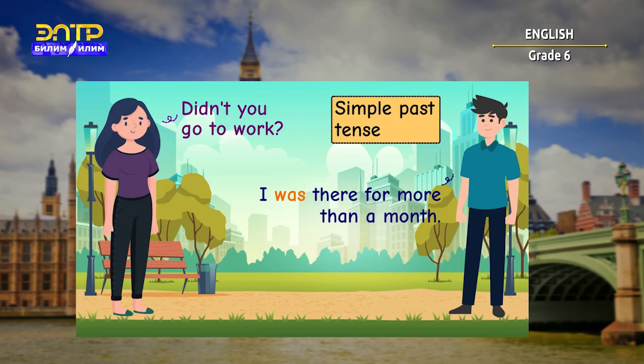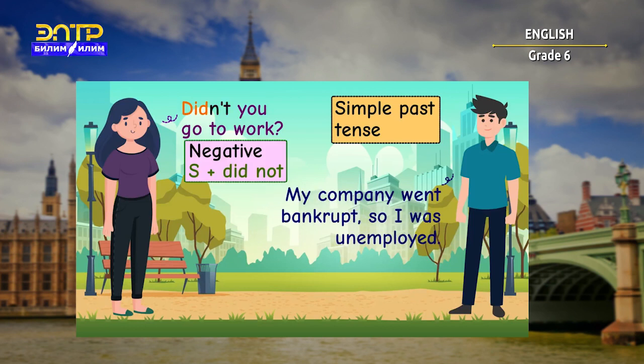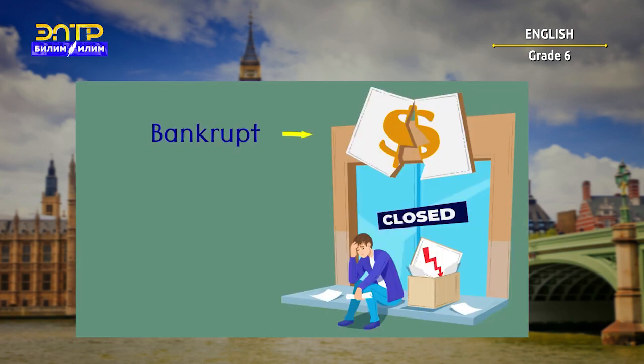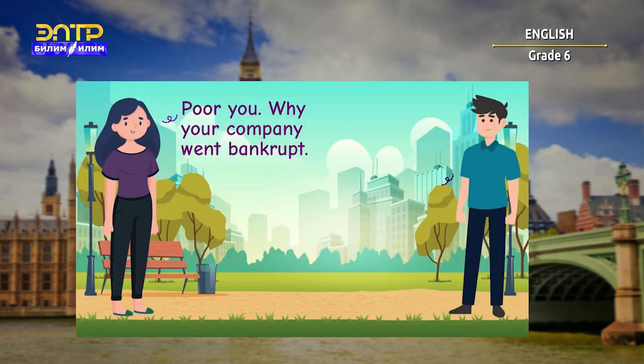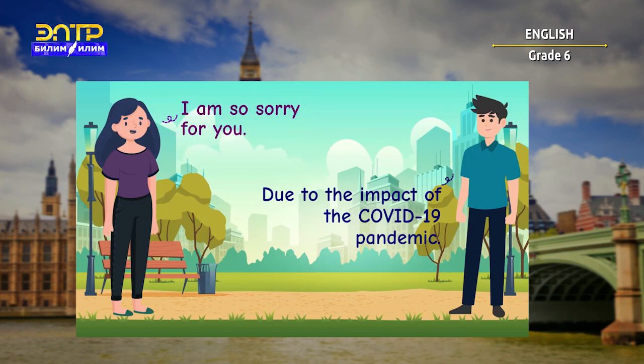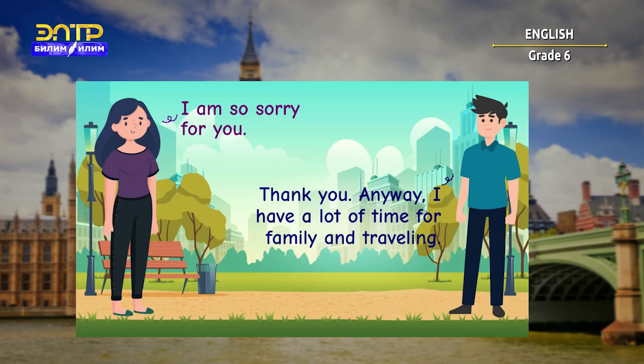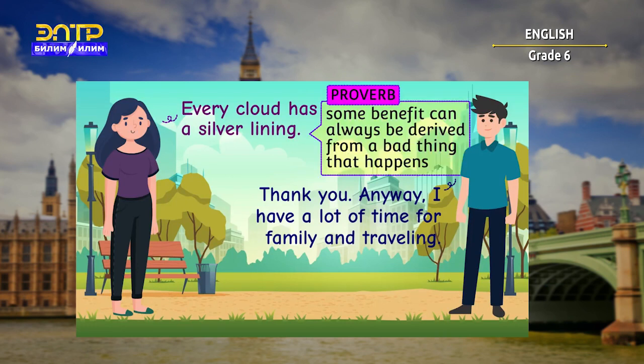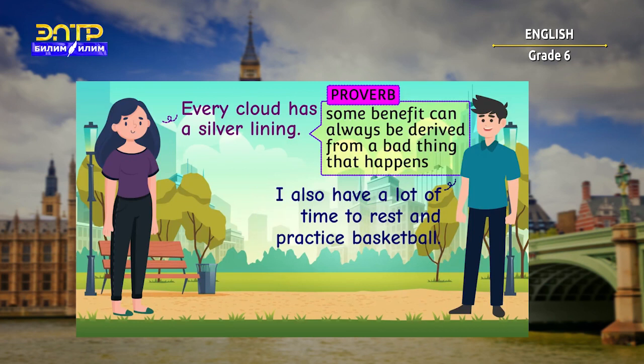Didn't you go to work? My company went bankrupt, so I was unemployed. Poor you. Why did your company go bankrupt? Due to the impact of the COVID-19 pandemic. I am so sorry for you. Thank you. Anyway, I have a lot of time for family and traveling. Every cloud has a silver lining. I also have a lot of time to rest and practice basketball.